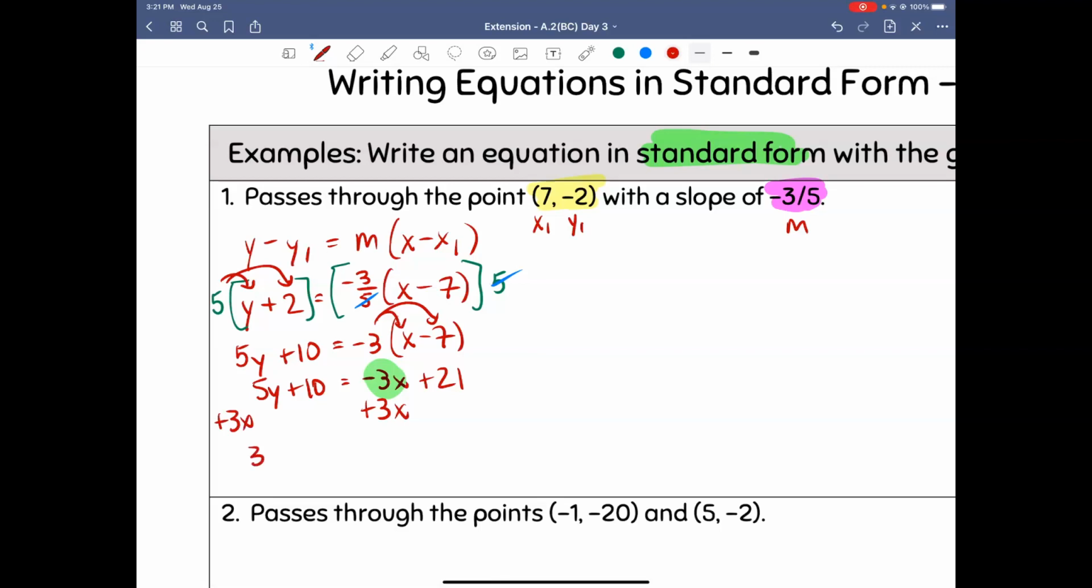So that will give us 3x + 5y, and then we will subtract 10 on both sides so that we get all of our constants on the right-hand side. And so that's going to give us 3x + 5y is equal to, my 3x's will cancel out, and 21 minus 10 will give me 11.